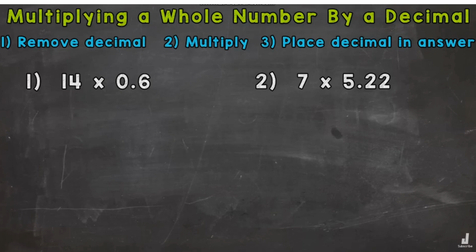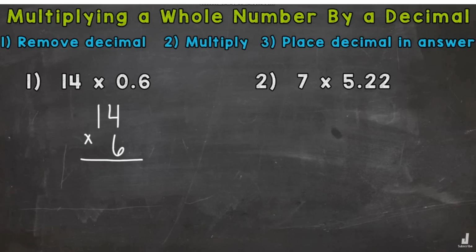And the 3 steps that we're going to take in order to solve these 2 examples correctly are at the top of your screen. And step 1 says remove any decimals within that problem. And we're going to rewrite the problem without those decimals. So let's rewrite number 1 as 14 times 6. So we're removing or forgetting about any decimals. They will come into play later on in the problem though.